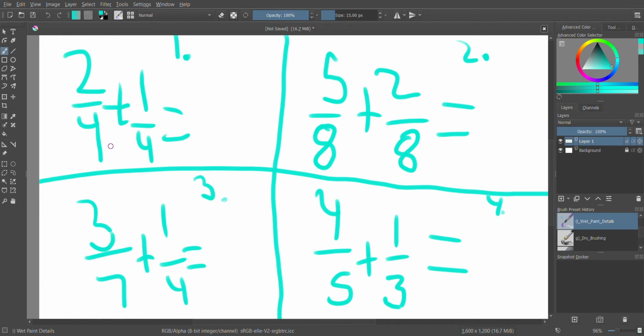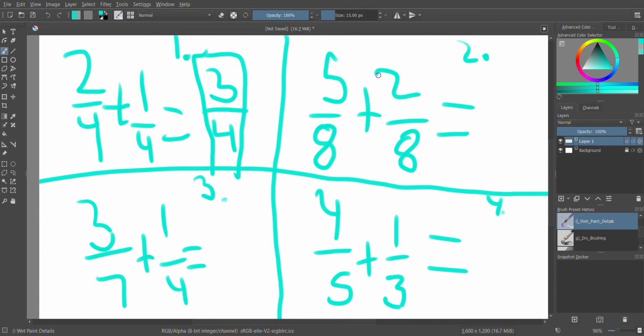Both of the denominators are 4. So if they have the same denominators, you just keep what they are. In this case, it's 4, because both the denominators are 4. Now let's look at the numerators. If the denominators are the same, and in this case they are, you can just add the numerators. So 2 plus 1 is 3, and voila! 3/4 is the answer.